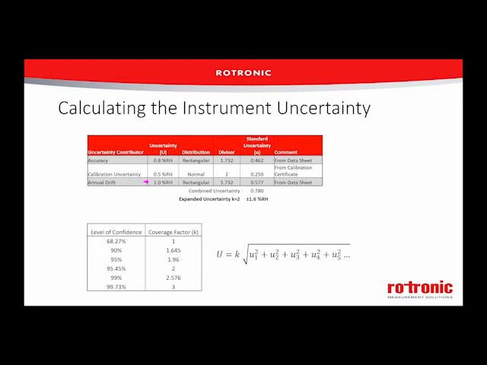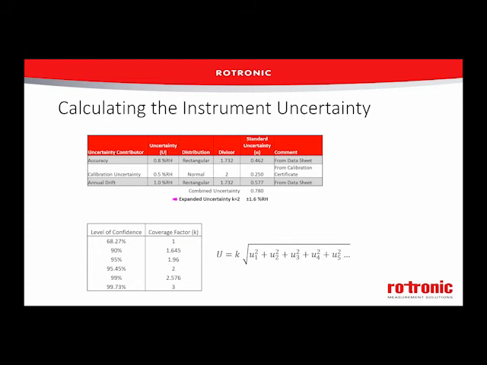So we've gone and done that, and then we use the formula listed here to combine those all together. For the standard uncertainties, we are taking the root of the sum of the squares of all those values to get our combined uncertainty, and then we multiply that by our confidence factor, or our coverage factor, to get, in this case, an overall uncertainty of 1.6%.